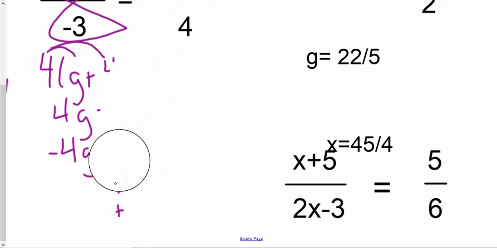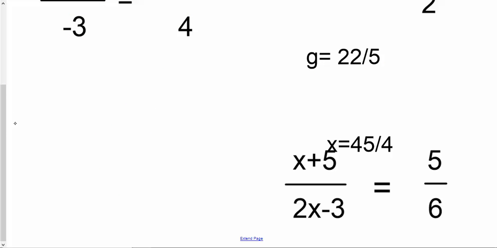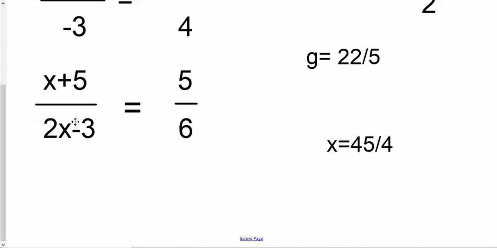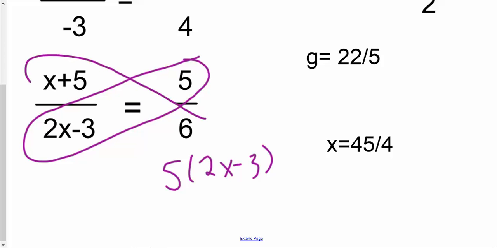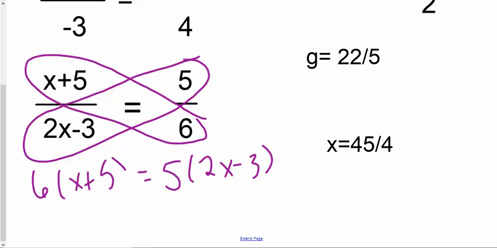Let's do the final one. Some of us might have been really concerned on this one because we had variables right on the same side. Oh no. Really what we're trying to do here is we're still going to do cross multiplication. On the right-hand side, I'd have 5 times 2x minus 3. And on the left-hand side, I would do 6 times x plus 5. We really want to make sure we're keeping the numerators on their corresponding sides. Even though it's equal, if this problem were something like an inequality, then we'd have to really watch where we were going because the sign could change everything.